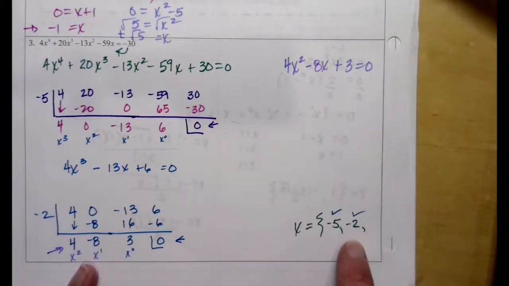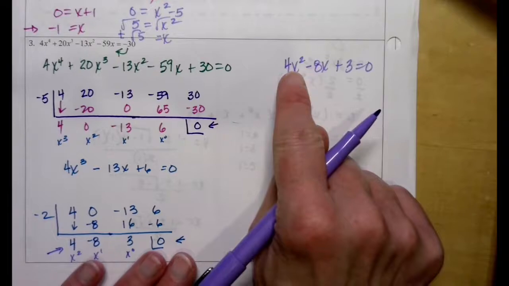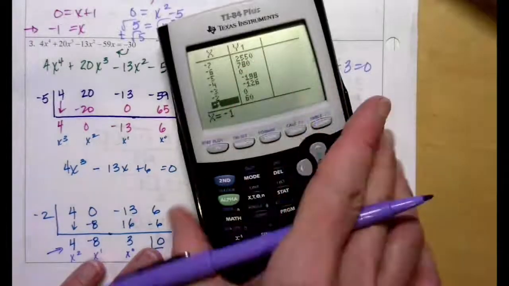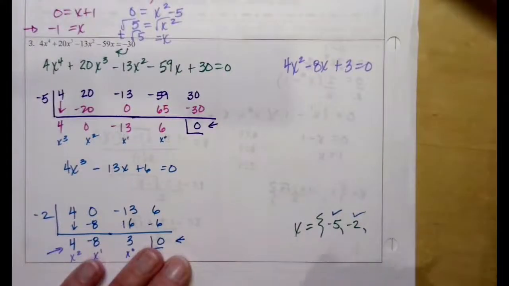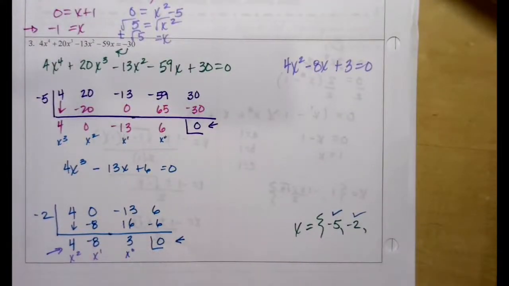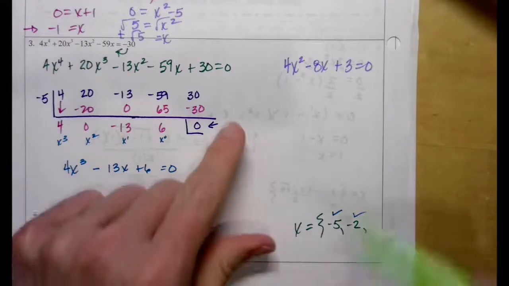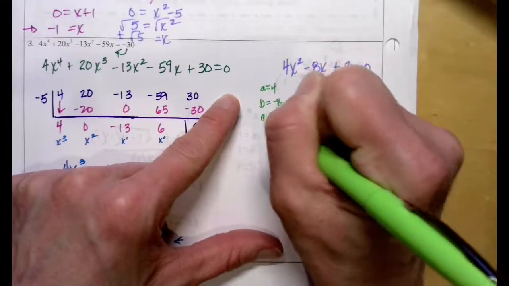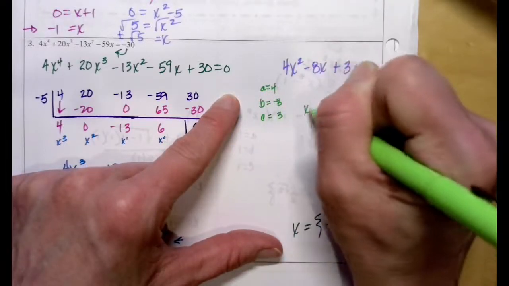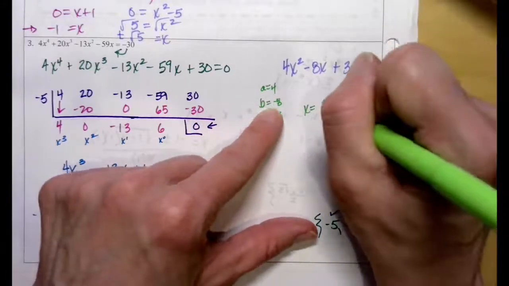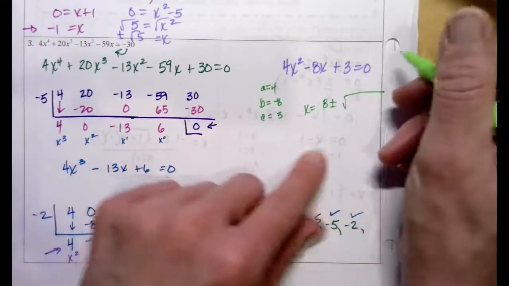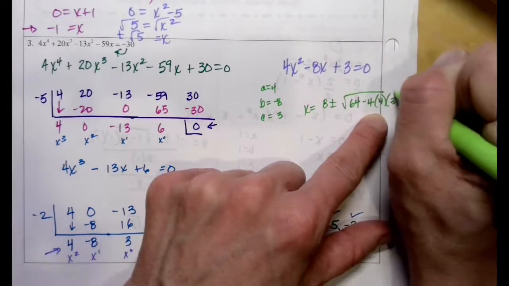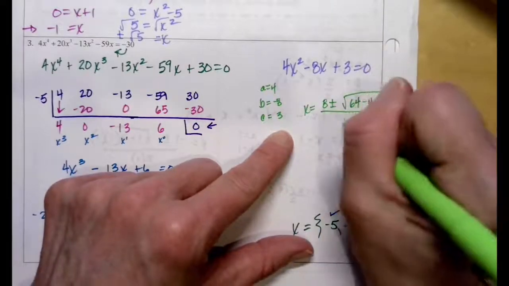Now I can't do any more synthetic because I don't have any more roots. And because I know it crosses but not giving me whole values, it's time to use the quadratic formula. Lots of quadratic formula in this lesson. My a is equal to 4, my b is equal to -8, and my c is equal to 3. So x is equal to the opposite of b, plus or minus the square root of b squared minus 4 times a times c, all over 2a.